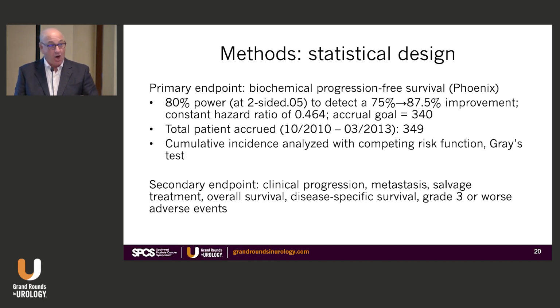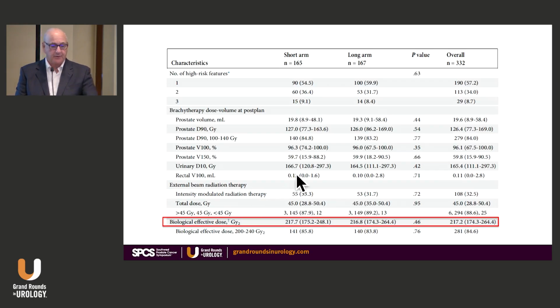Unfortunately, it should have been a non-inferiority study, which means that 6 months is not inferior to 3 years, but they did a superiority study. They wanted to accrue 340 patients. They accrued 349, so they met their accrual goals, and these are the secondary endpoints. So here's all the data on the short arm and long arm regarding radiation. It's all the same, no matter what.